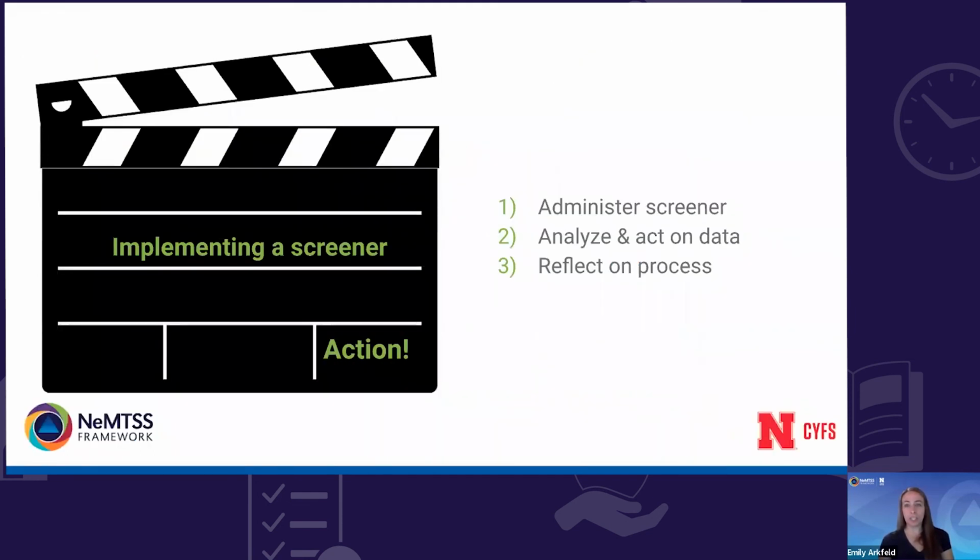So throughout this presentation, we went through the 10 steps to ensure screening success. And if you haven't yet, we encourage you to go back through those action slides and talk through those with your team.